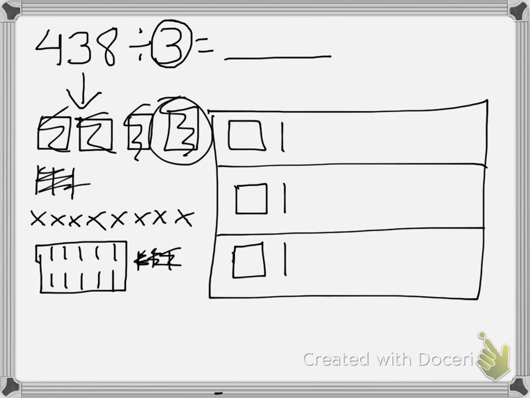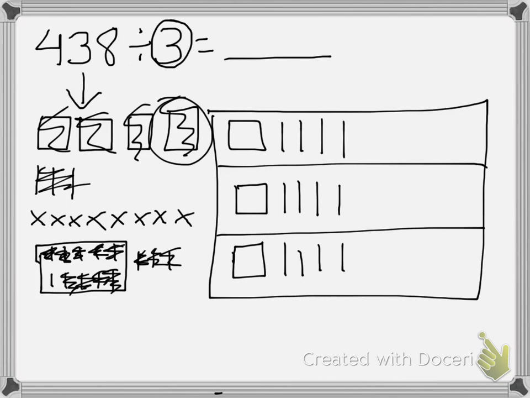Okay, and I'm going to start dividing the tens that I got when I exchanged the 100. So that's 1, 2, 3, again and again. Now I still have 4, so I can do it again. 1, 2, 3.